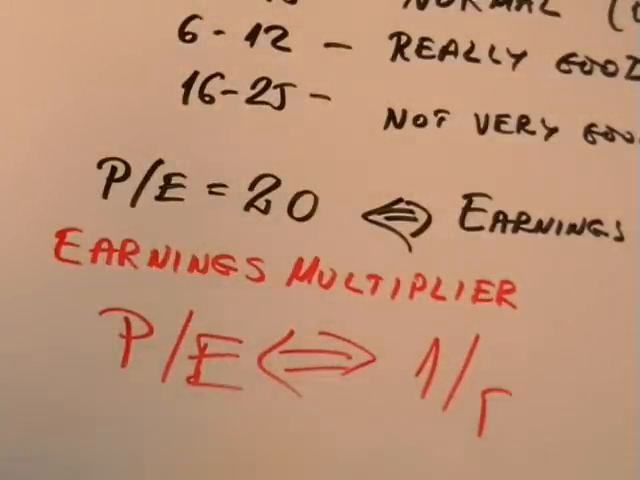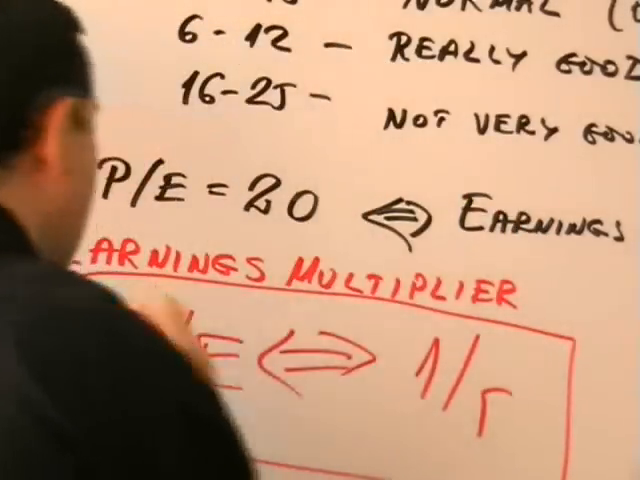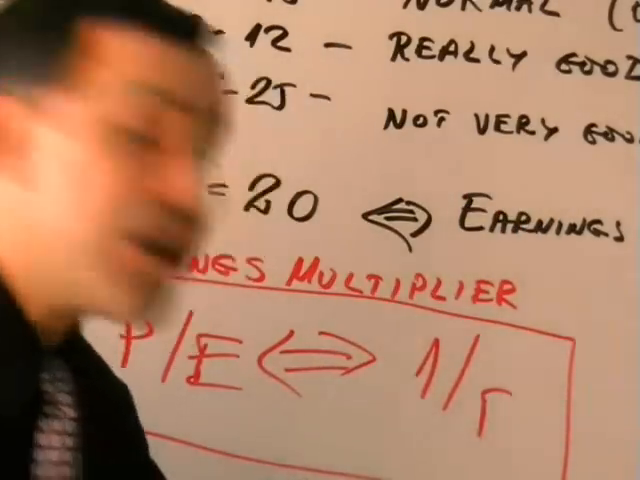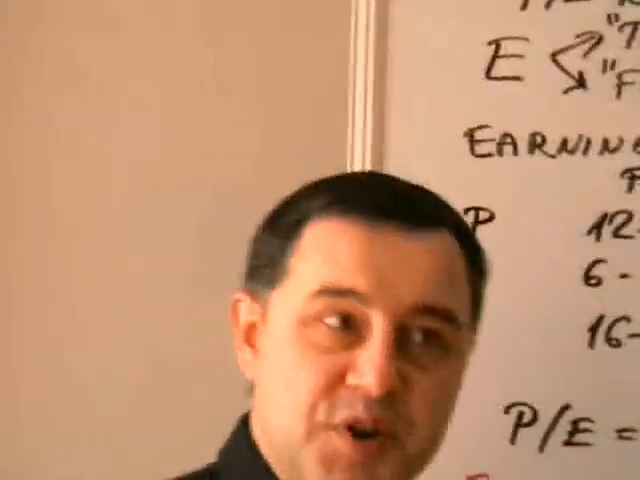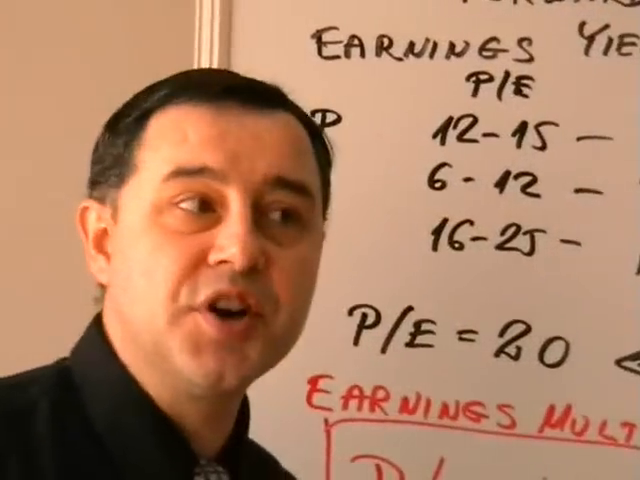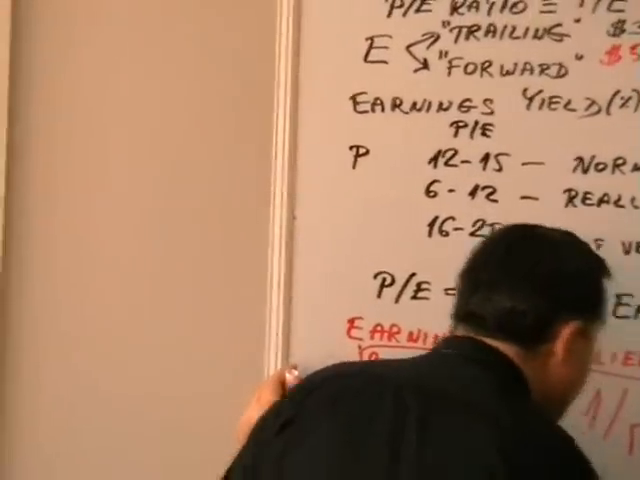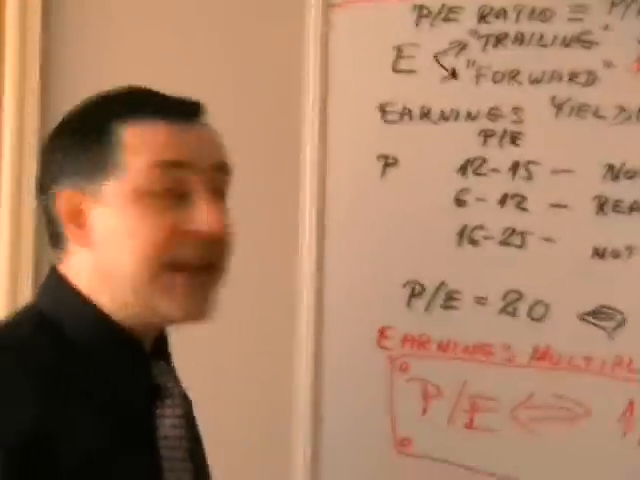So you would expect the price to earnings ratio to be 1 over R. Well, if your required rate of return is 5%, you would expect the price earnings to be 20. If the required rate of return is 10, you'd expect the price earnings ratio to be 10. And if the required rate of return is 20, you expect the price earnings to be 5. So this is one of the fundamental relationships that you would normally expect.